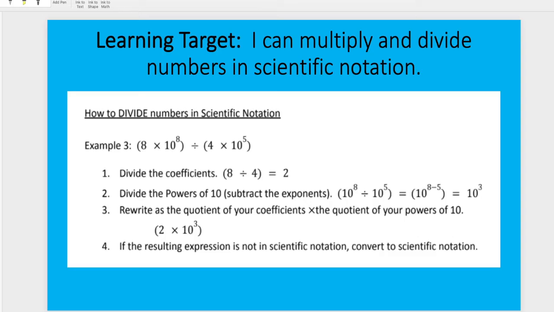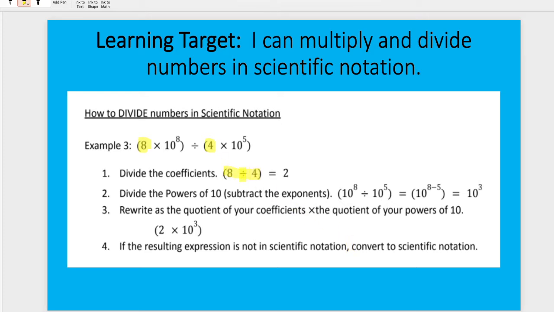All right, now let's go through two examples to learn how to divide numbers in scientific notation, which is really almost the same procedure as multiplying. So I'm going to go ahead and highlight the coefficients of each of my numbers in my division problem, the 8 and the 4. And that's my first step, is to go ahead and divide those coefficients.